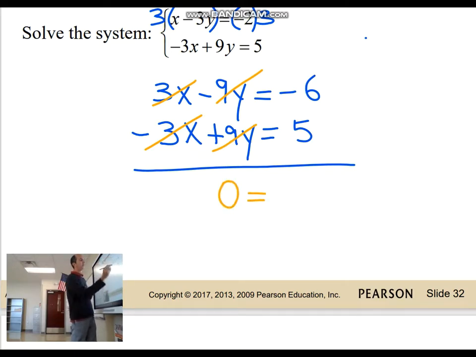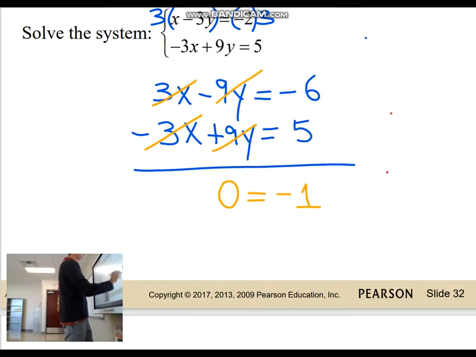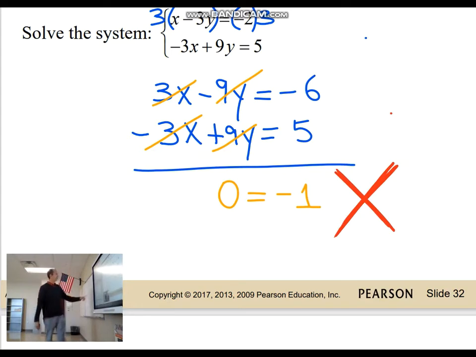And on the other side we have negative 6 plus 5, negative 1. What do you think about it? Is this true or false? This is definitely false. This is wrong. That means this is a situation where there's no solution.